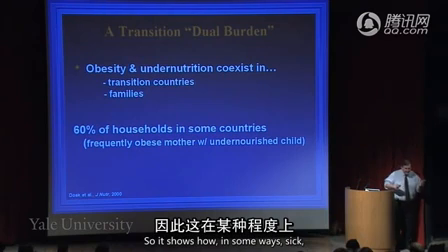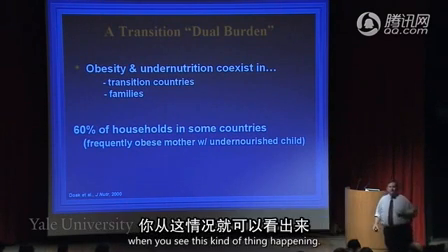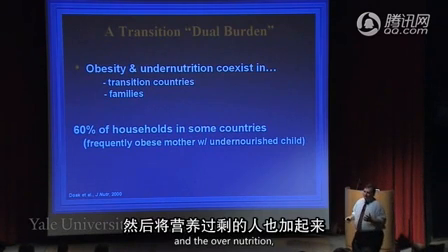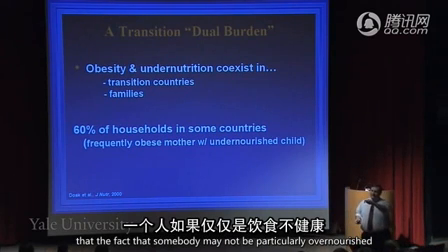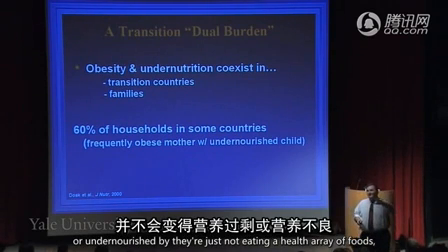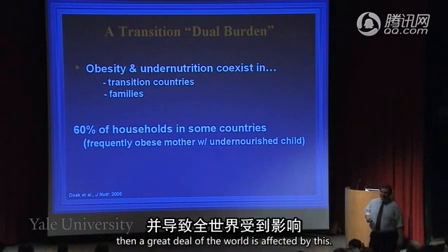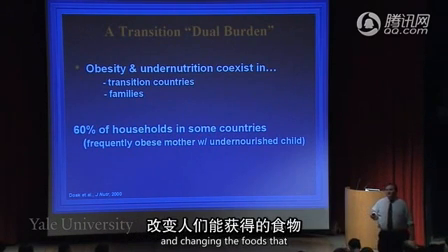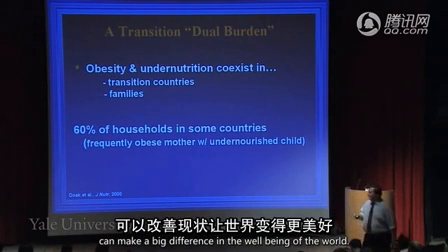So it shows how, in some ways, sick the food relationship is around the world when you see this kind of thing happening. And so when you add together the undernutrition in the world, which is a major problem, and the overnutrition, and then layer on top of that the fact that somebody may not be particularly overnourished or undernourished, but they're just not eating a healthy array of foods, then a great deal of the world is affected by this. So changing the world's relationship to food and changing the foods that people have access to and they wish to eat can make a big difference in the well-being of the world.